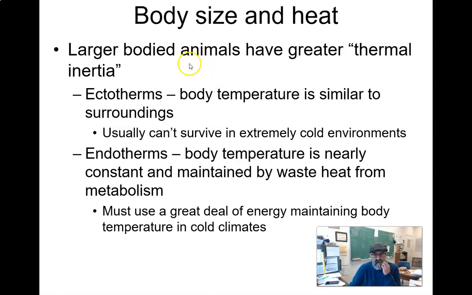Okay. And again, this all goes back to the surface area. Because if you're big, then you have less surface area relative to your volume. The volume is the mitochondria that are making the heat. The surface area is your skin that's losing it to the environment.